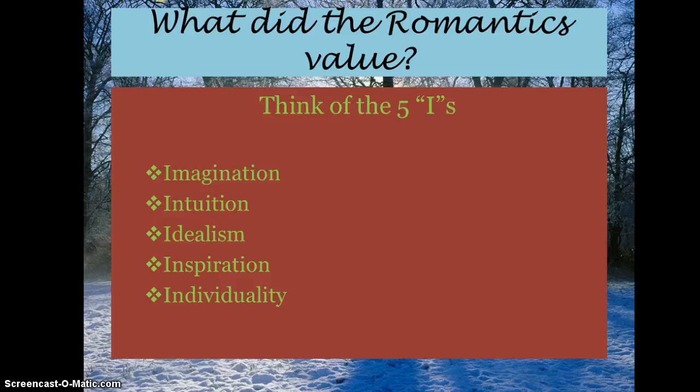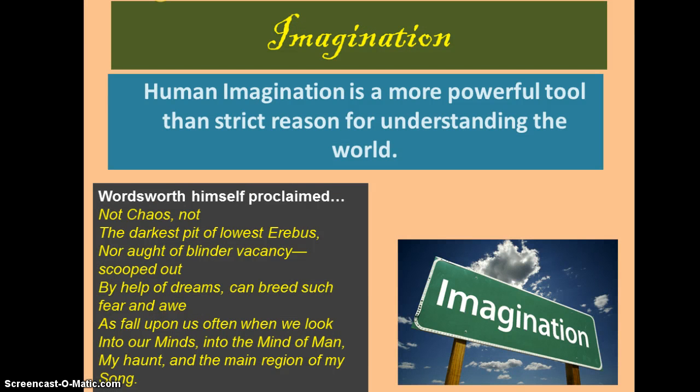So when you think about the Romantics and what they value, something to remember is the 5 I's. They believe in imagination, intuition, idealism, inspiration, and individuality. And those are the elements that really drive the Romantics. To the Romantics, human imagination is a more powerful tool than strict reason for understanding the world. So as you look at the poems from the Romantics, think about how they are talking about imagination.